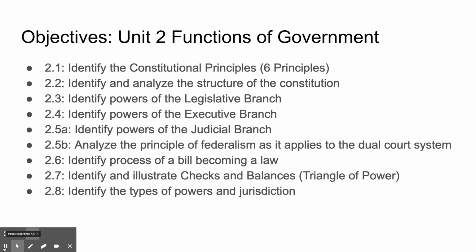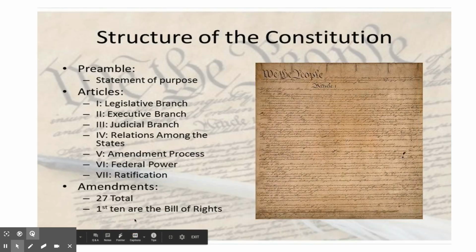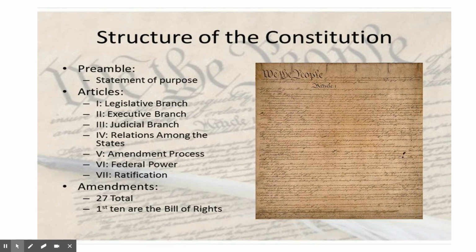So our second objective for Unit 2 is to identify and analyze the structure of the Constitution. And the structure of the Constitution has 3 main parts. The first is the preamble. That's our statement of purpose, and it tells us 6 things that the Constitution seeks to do. We then have our 7 articles, and that lays out what the power is and how the government is going to be structured.